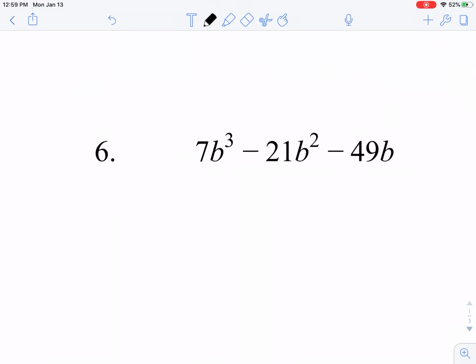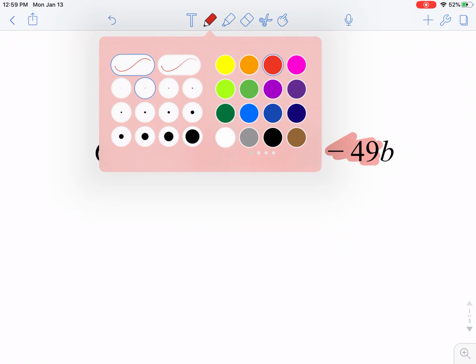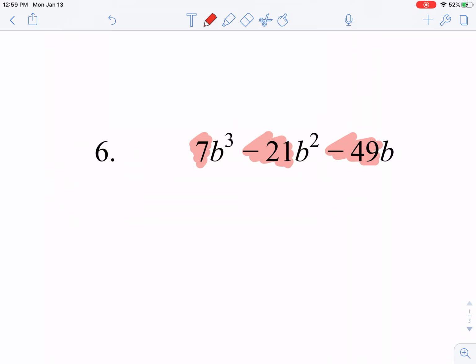Once again, we look at our coefficients first. I have a 7, a negative 21, and a negative 49 are my leading coefficients to each of my terms. So I want to find my greatest common factor. In this case, that factor is 7. So I'm going to take a 7 out of all of my terms.